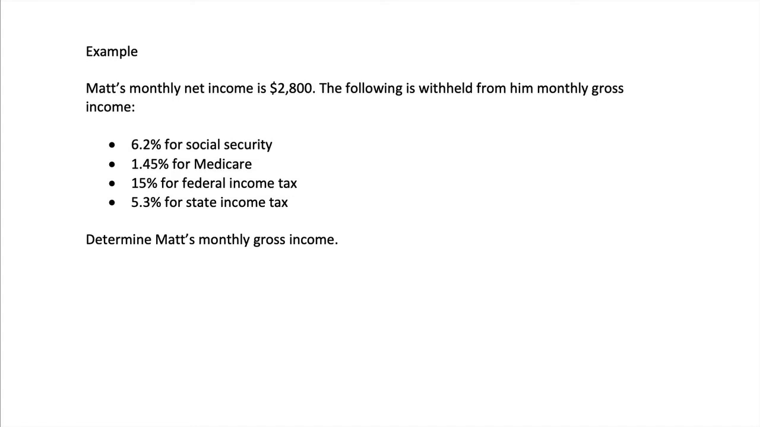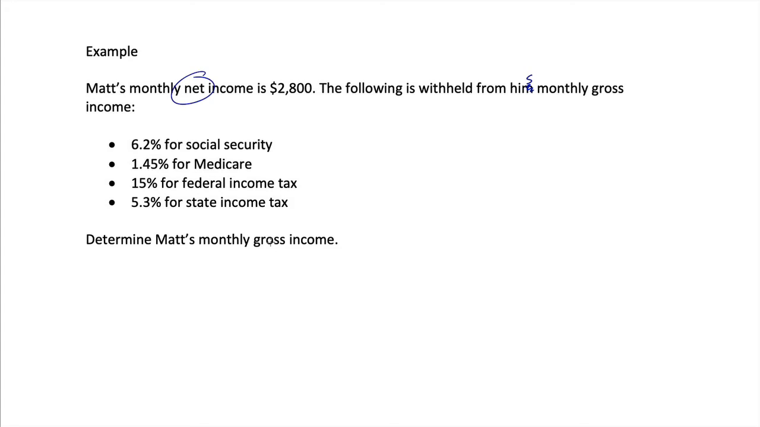Here we've got a slightly different example. Matt's monthly net income is $2,800. Notice net. This is big. We're being told the net income here instead of gross income. And the following is withheld from his monthly gross income: 6.2% for Social Security, 1.45% for Medicare, 15% for federal income tax, and 5.3% for state income tax. And we'd like to determine Matt's monthly gross income.